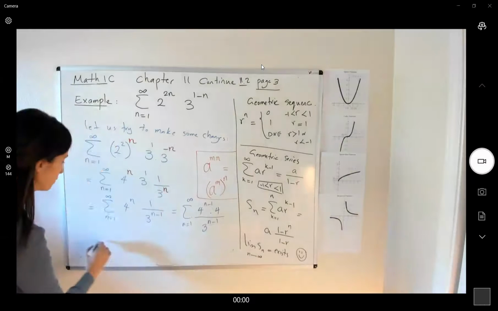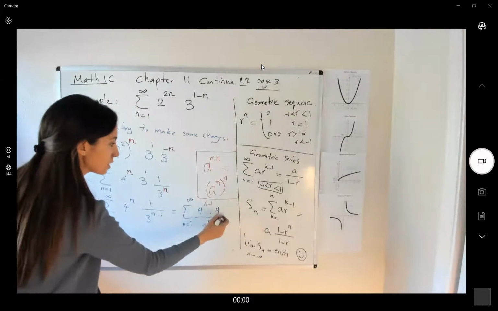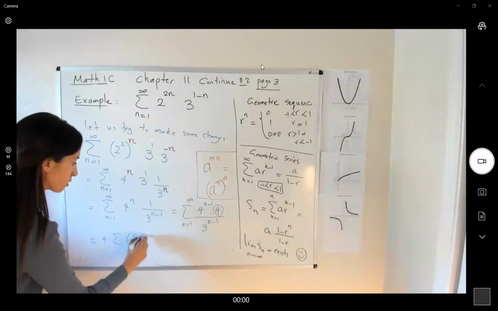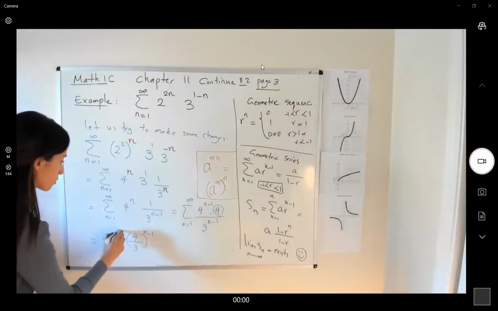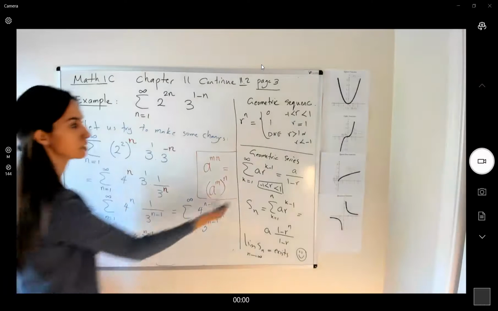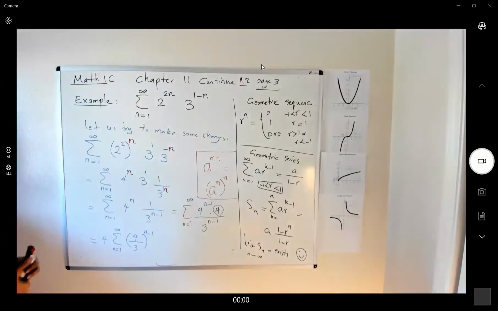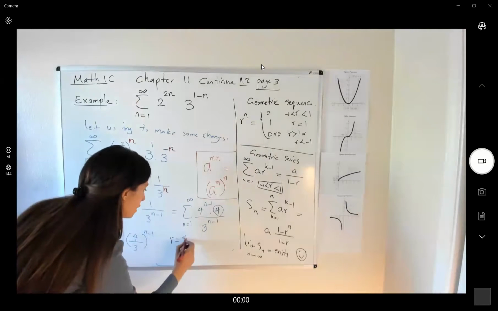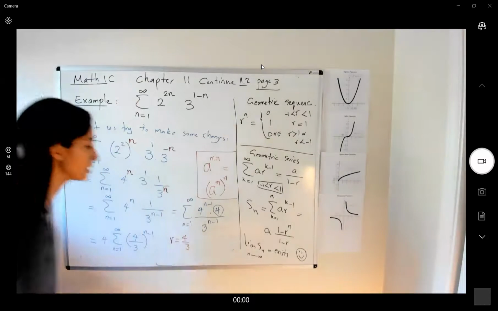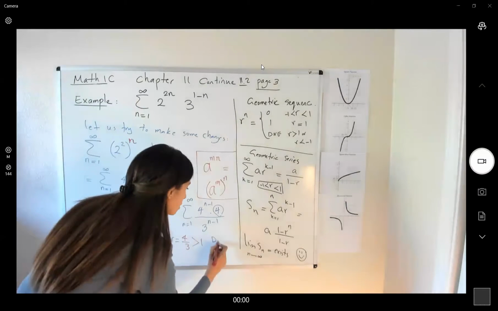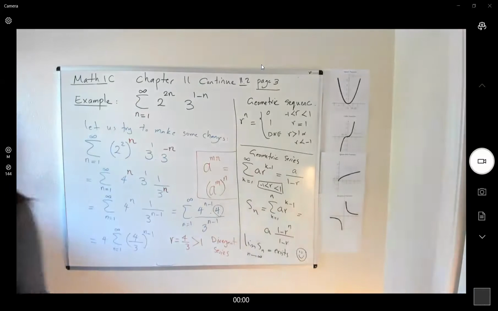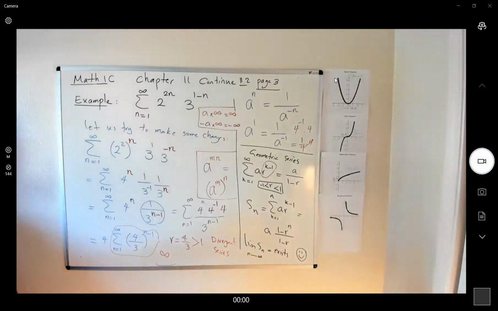So this is now my geometric series. I can write this 4 outside the series, and I have the sum of 4/3 raised to n minus 1, starting from 1 to infinity. This is very similar to a geometric series. So know that your ratio r is 4/3. 4/3 is greater than 1, so we have a divergent series. Perfect. Next example.